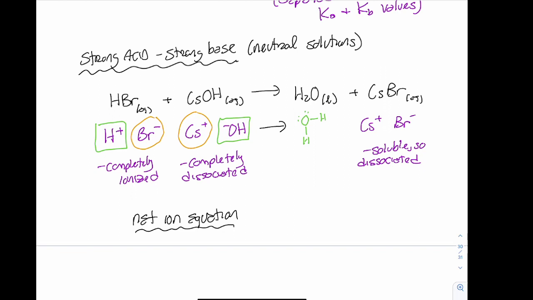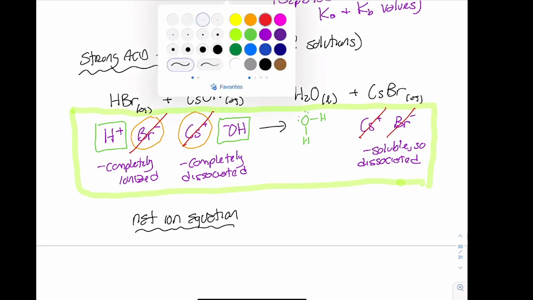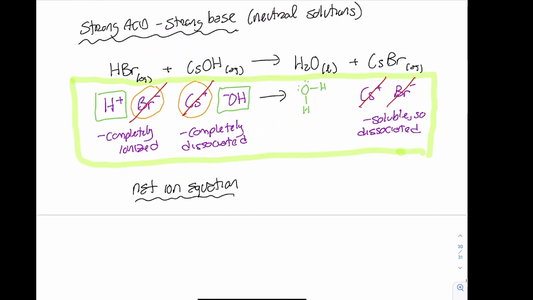So if I look at my ions, I'm looking at the things that I have written here, not the original one. On both sides, I have a bromine. So I'm going to just cross those out. It obviously didn't change. If I have Br minus on one side and Br minus on the other, it's not undergoing a chemical change. And then I also have cesium ions on both sides. That's not undergoing a chemical change, so I'm just going to cross those out. So my net ionic equation for this, hydronium ions plus hydroxide ions going to water.